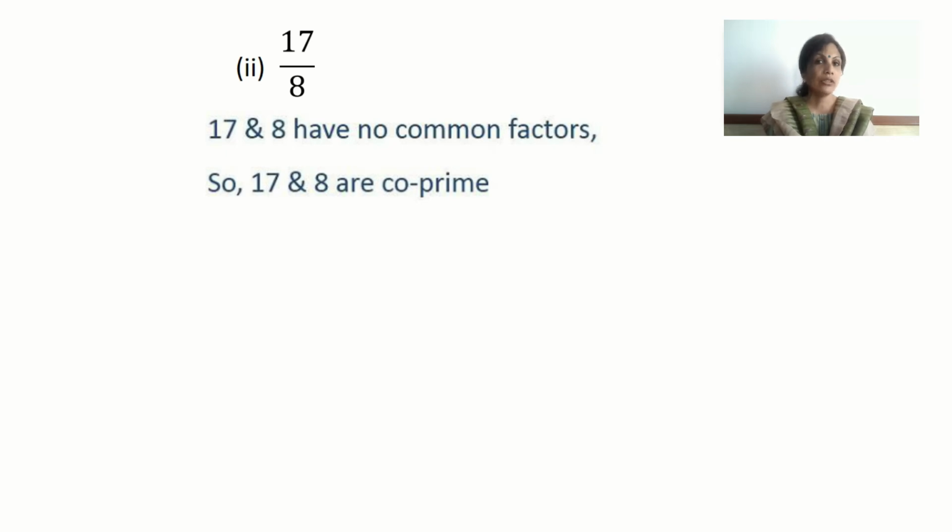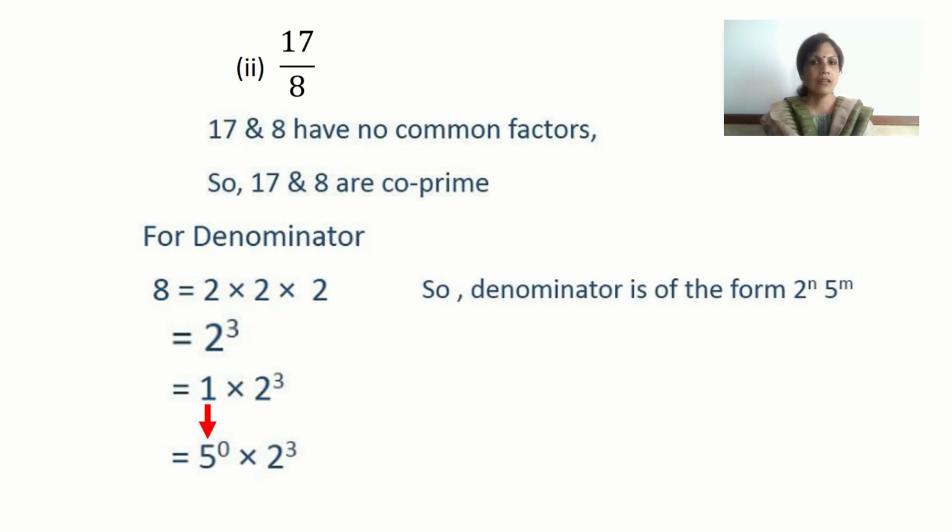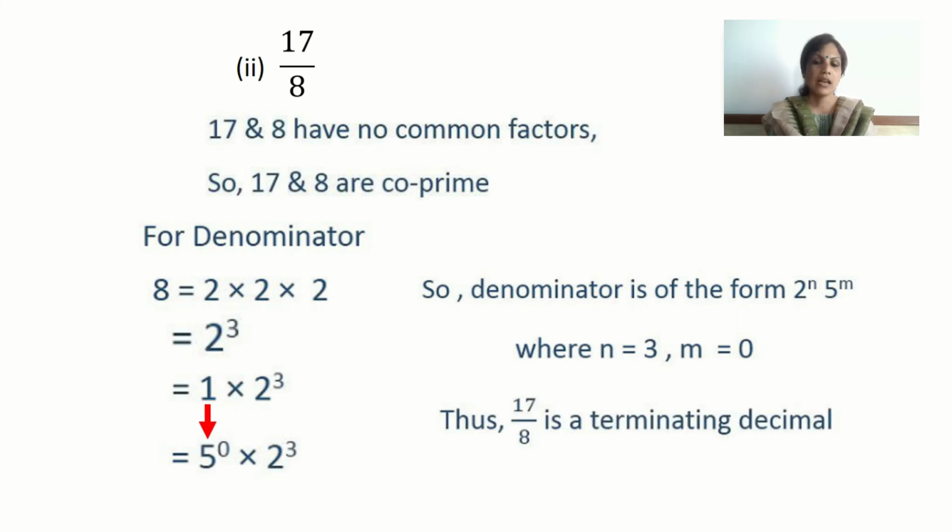First rule is verified. What about the second rule? So let's check for the denominator. Denominator is 8. You can factorize 8 as 2 into 2 into 2. That is 2 cube. I can write 2 cube as 1 into 2 raised to 3, and I can write that as 5 raised to 0 into 2 raised to 3, because 1 we can write in the form of 5 raised to 0, because 5 raised to 0 is 1. So we can see that the denominator is in the form of 2 raised to n 5 raised to m, where n is 3 and m is equal to 0. Hence we can say that 17 upon 8 has a terminating decimal expansion.